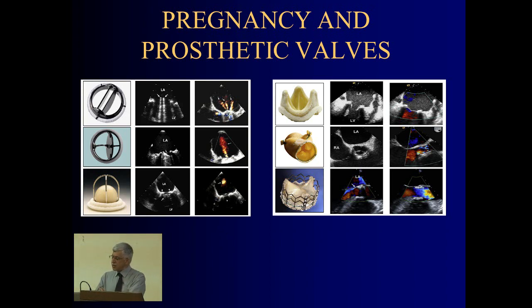Now, the tissue valves have the advantage that they don't need anticoagulants. Unfortunately, the mechanical valves are thrombogenic, even the newer generation ones, and require some form of anticoagulation in all patients. And some cardiologists and clinicians have recommended that in patients who might potentially fall pregnant or of childbearing age, one should use a tissue valve.